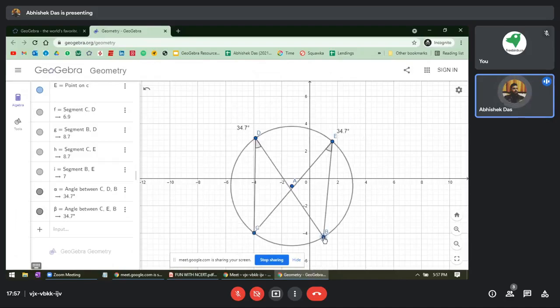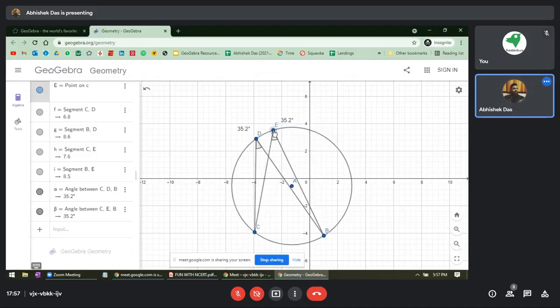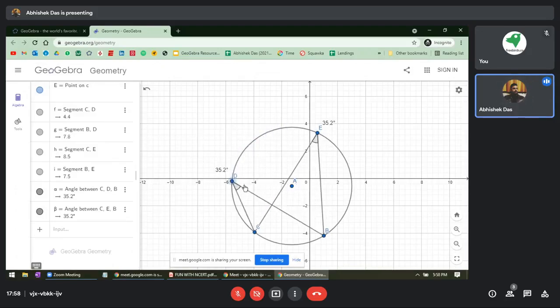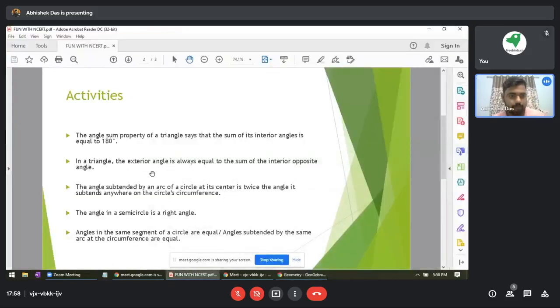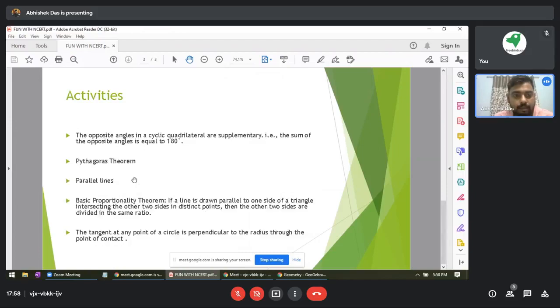So this proves our, you can see out here, this angle is also 35.2 throughout the whole circumference, and this angle will also be 35.2 over this whole circumference, right? Now this is a proof for our fifth theorem. The angles in the same segment of a circle are equal, or the angles subtended by the same arc at the circumference, right? Then let us look at this theorem.